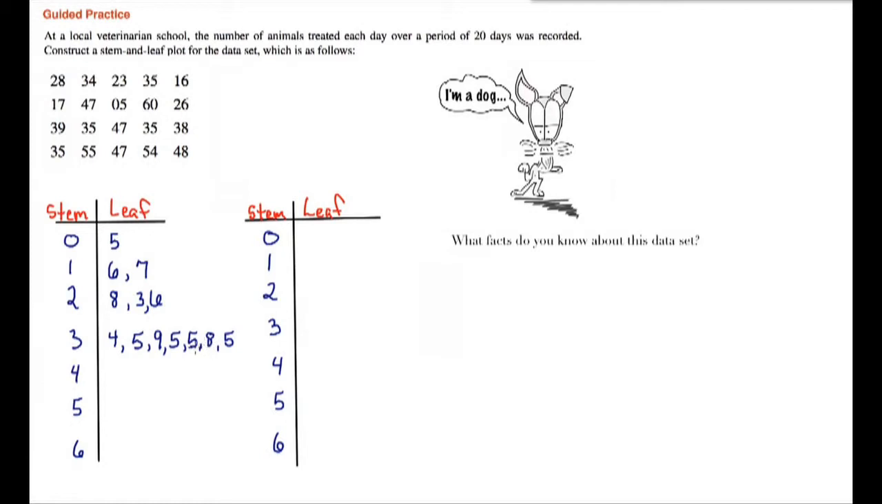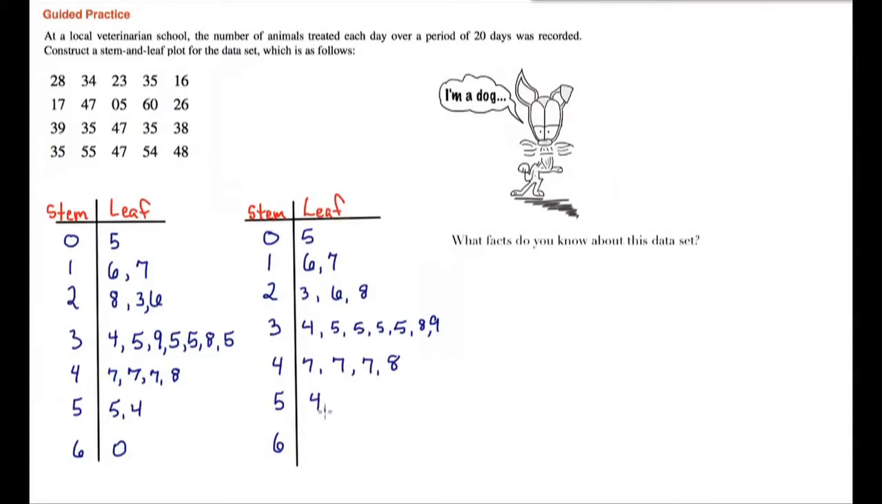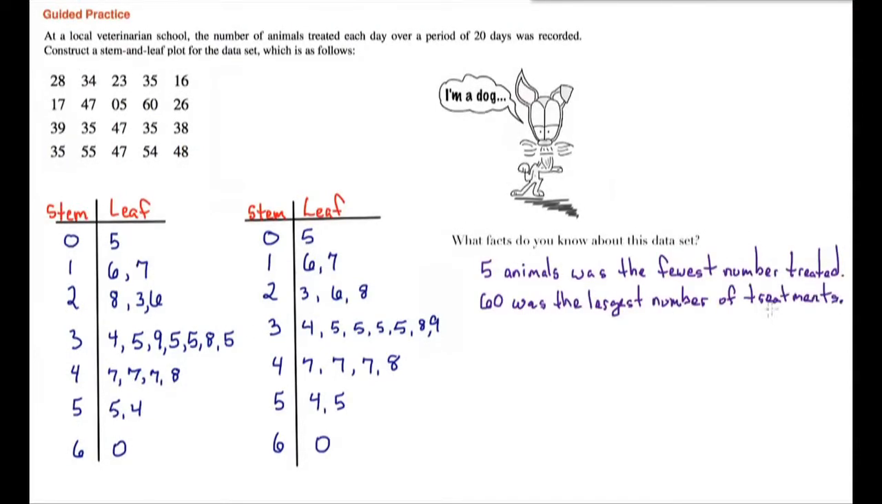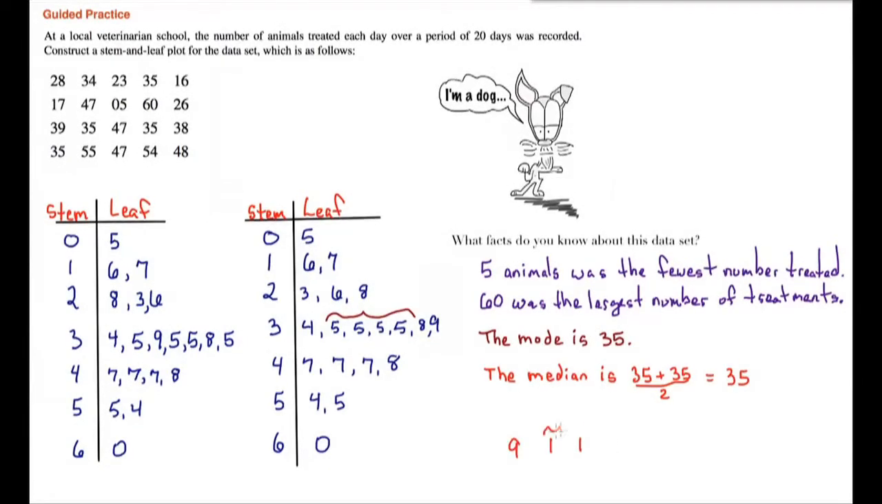Our lowest value is 5 and the highest value is in the 60s. Let's see, it looks like it is 60. Yep. So now on the right one, I'm just going to organize the data to get it in consecutive order. And then when we're finished with this, we're going to see if we can figure out the minimum and maximum, the mode, the median. We see 5 animals was the fewest number treated, 60 was the largest number.